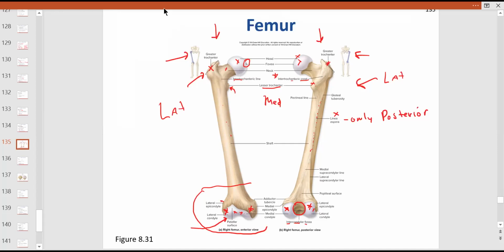Very important. So here's the intertrochanteric crest. This is just called the intertrochanteric line, which I'll ask you more likely crest. And linea aspera, that area of attachment of the hamstrings, only seen posterior. Intercondylar fossa, only seen posterior. Anterior would be the patellar surface, and it has hyaline cartilage, articular cartilage, because these are synovial joints.